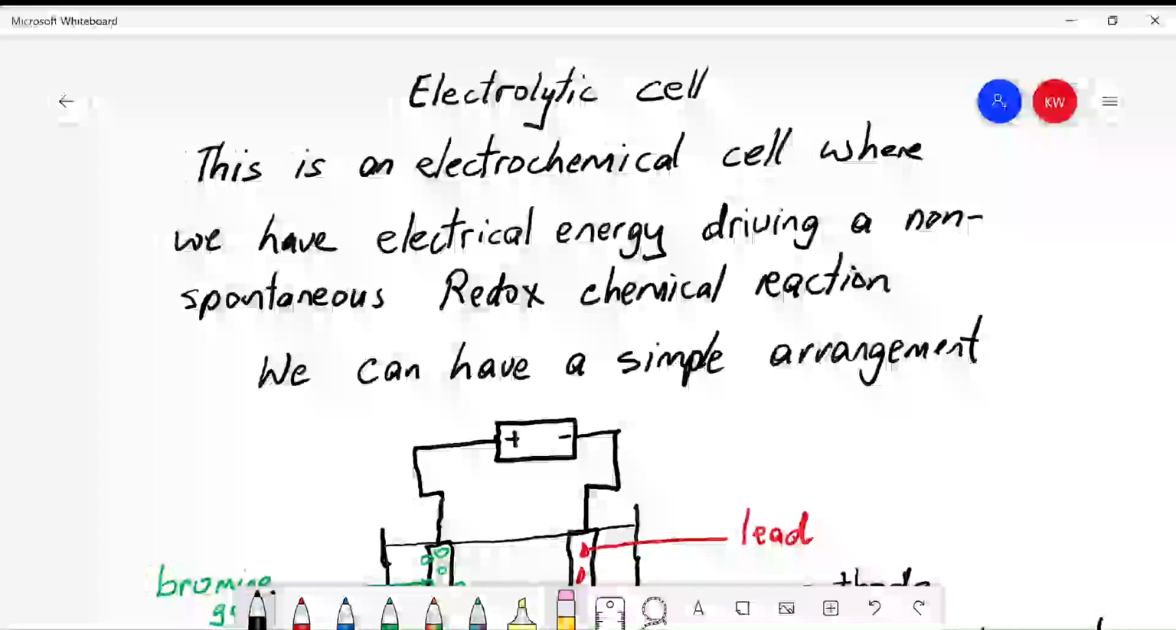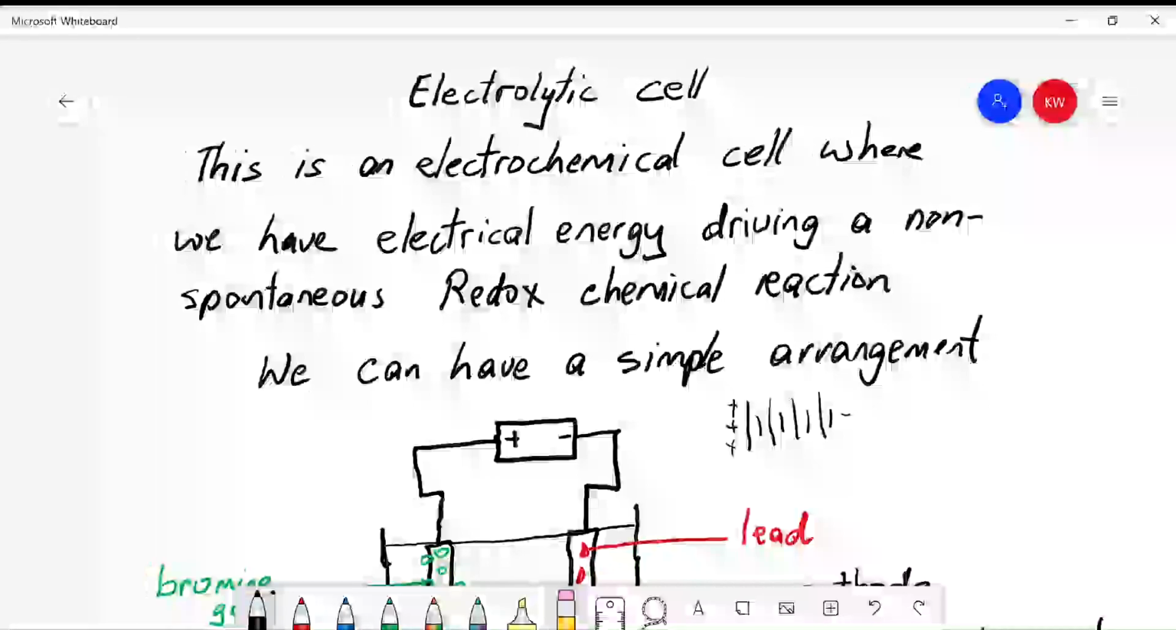So this is an electrochemical cell where we have electrical energy, which is normally the source, in the form of a battery. Sometimes you'll have the battery looking like this, or you'll see lines like these. The longer line normally represents the positive pole, and the shorter line represents the negative pole. So we're going to be looking at our electrolytic cell.